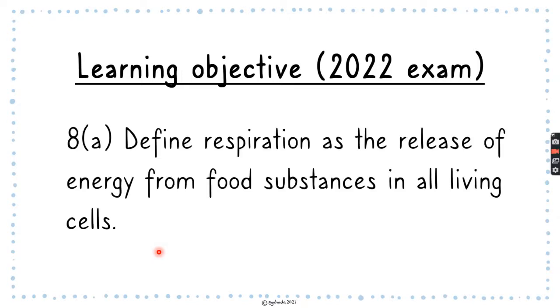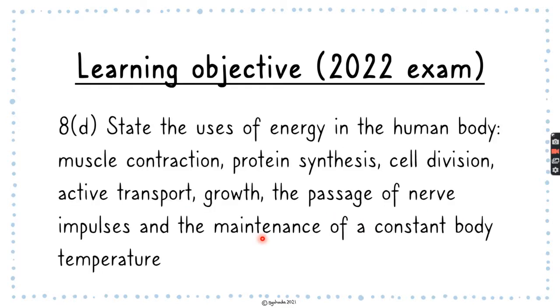So if you're doing your Cornell notes and if you're sitting for the 2022 exam, then this is your learning objective. The first one is 8A, define respiration as the release of energy from food substances in all living cells. And your second one is to state the uses of energy in the human body: muscle contraction, protein synthesis, cell division, active transport, growth, the passage of nerve impulses, and the maintenance of constant body temperature.